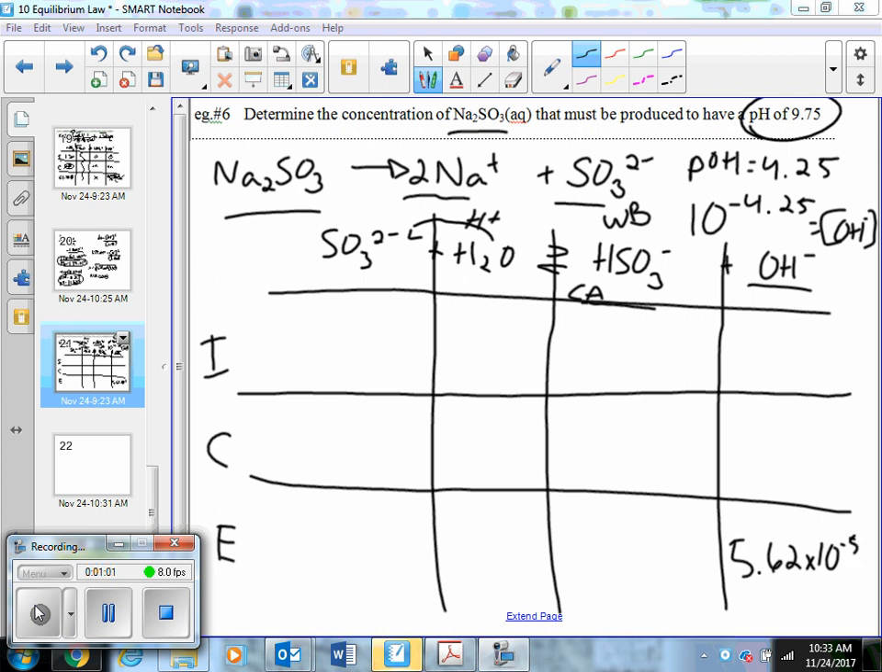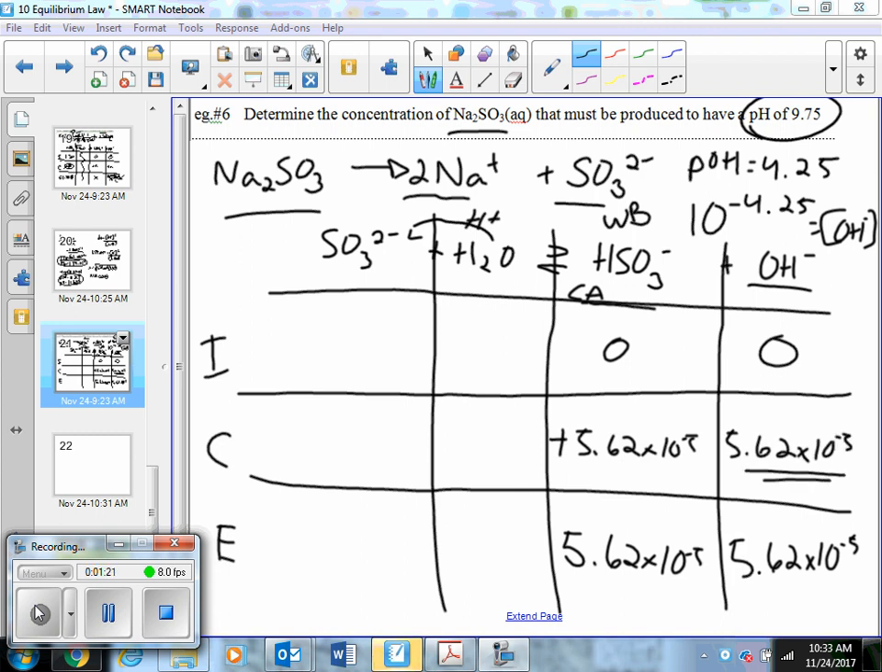We know that our conjugate acid is always equivalent to the hydroxide, so we can sub that in. If these start at 0, then the change is positive 5.62 times 10 to the minus 5 for both. And this is a really tiny number, so if we have our initial concentration minus 5.62 times 10 to the minus 5, it's such a small change that we can ignore that.